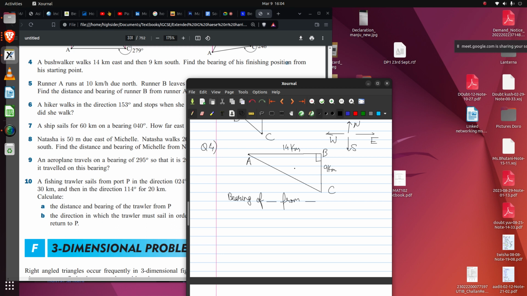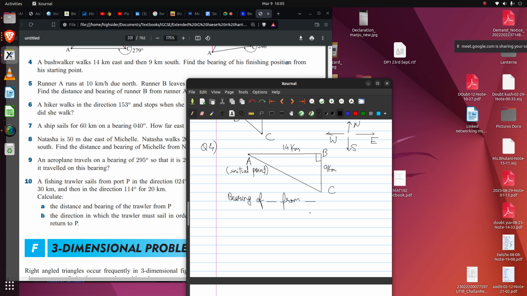So can we do from like 9 kilometers south to 14 kilometers east? No, this is already 14 kilometers east. This is your initial point, also called the starting point, right? So you are looking at the bearing of what from what?